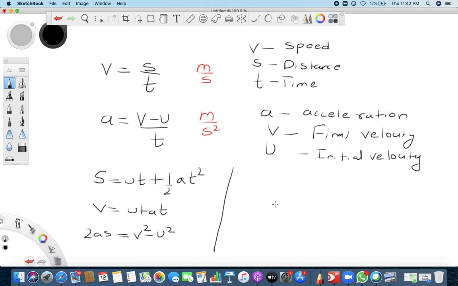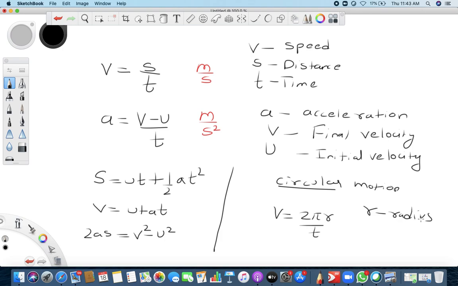Then the last formula we saw, for circular motion, was v is equal to 2 pi r upon t. Again, the unit is the same, meter per second, but what is r? r is the radius. So this is how our formula is.